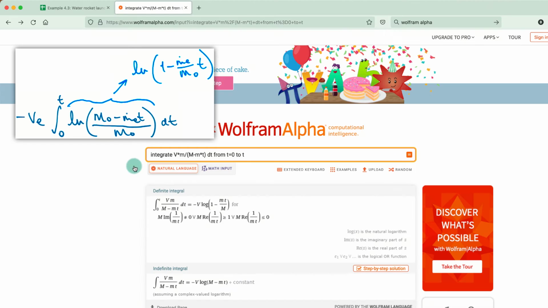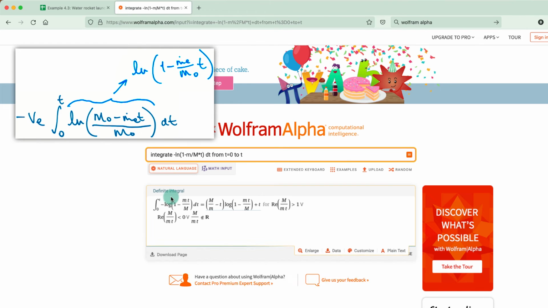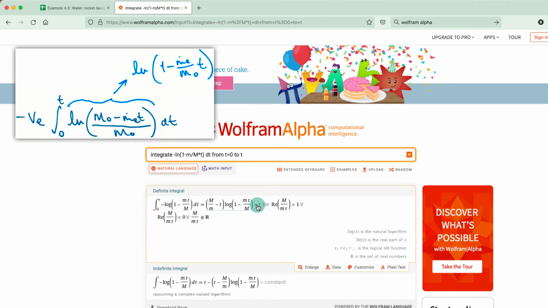Okay, so we'll do it in Wolfram Alpha again. So here's what I had last time. So instead, I'm going to replace this with our new integral. So it's a negative, and then it's ln of 1 minus m dot e over m naught times t. I'll just write it like that. And then dt from t equals 0 to t. Okay, so push enter on that.